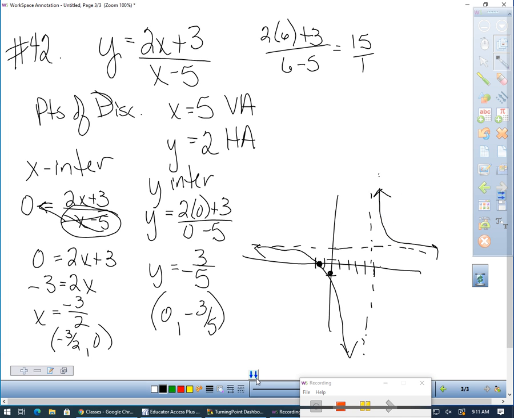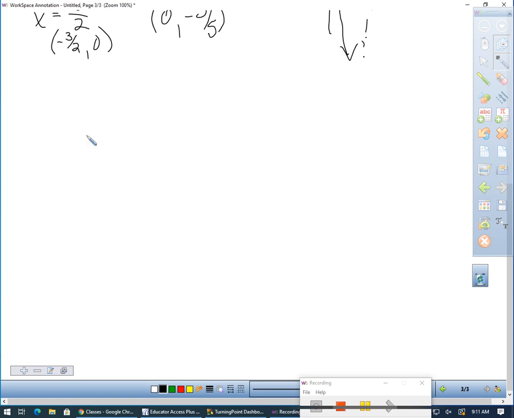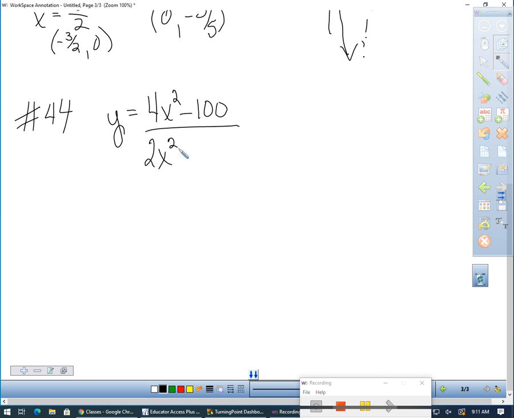Alright, let's talk about number 44, your last one on the assignment. Number 44. On number 44, we have the function y equals (4x squared minus 100) over (2x squared plus x minus 15). So the first thing we have to do is factor everywhere.